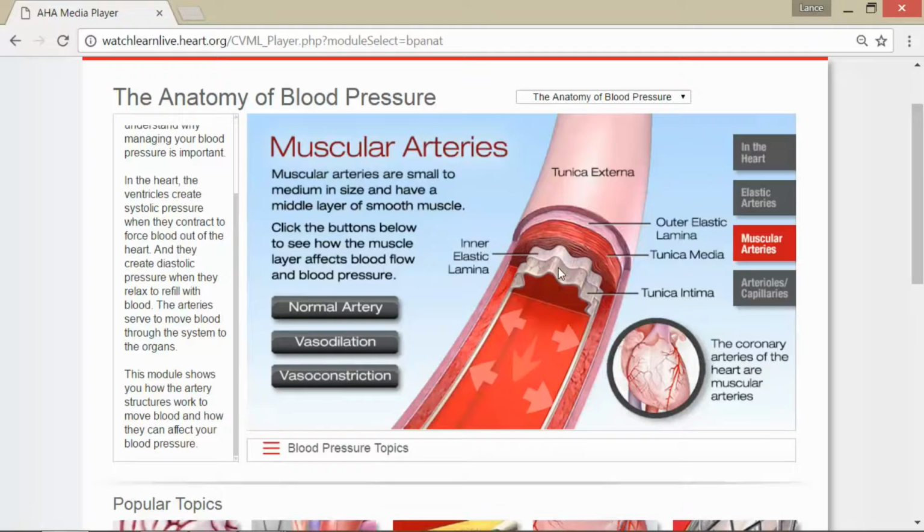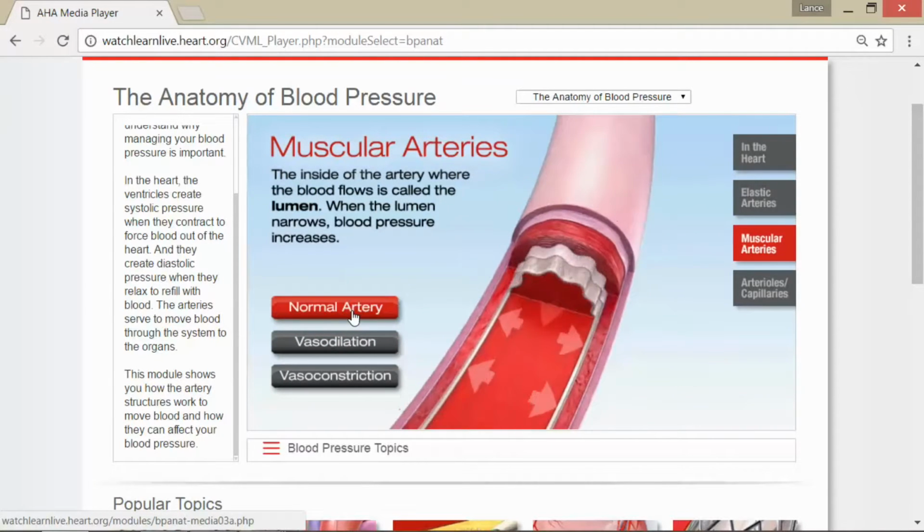There's so many layers. There's one, two, three, four. If you include the outer layer, it's 5 layers, and then you actually have the blood right there. So many layers to this. And the coronary arteries of the heart are muscular arteries. As you can see, yeah, they're very muscular.